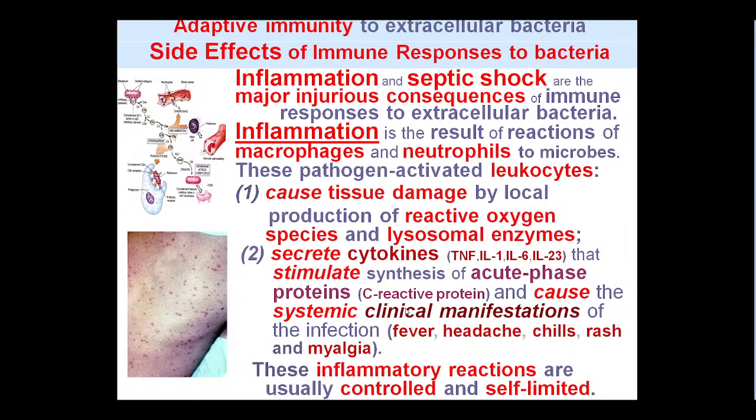Side effects of immune responses to extracellular bacteria. Immune responses cause inflammation, we understand, and may cause septic shock. Septic shock is a dramatic fall of the blood pressure that is associated with systemic relaxation of the postcapillary veins and opening of the collateral vessels.